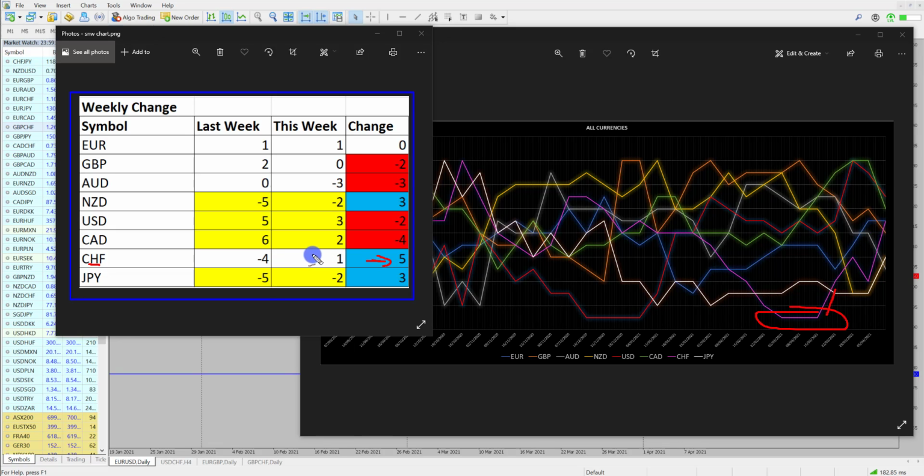What I also like is the fact that the euro remained pretty neutral. I actually think there's a little bit more upside to come to the euro. We can see that the euro is the blue line, and it's just trending up slightly. But Swiss franc, the strongest currency, definitely one to watch this week. I think we can watch it against a number of different currencies.